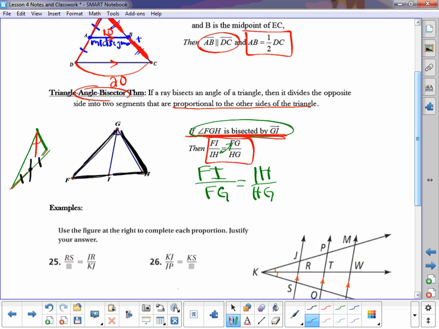In fact, most likely these triangles are not going to be similar. So the only thing I know with the angles is that this angle G got cut in half, so these individual pieces are congruent. I do not have that F and H are congruent. I do not have that FIG and GIH are congruent. So the triangle angle bisector only tells me if my angle is bisected in a triangle, then those pieces with the sides are proportional. That's the only thing we know. Other questions with this?